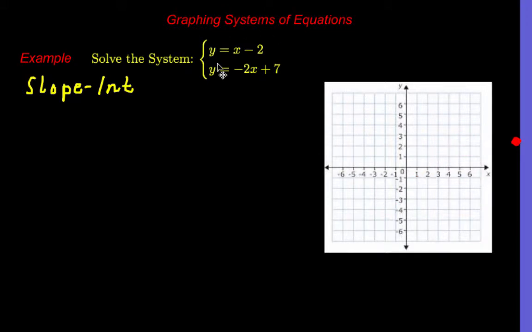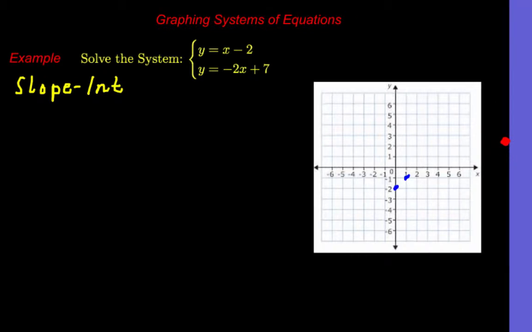Now let's plot y equals x minus 2. My y-intercept is negative 2, so I'm going to plot that in blue. My slope is 1, so I'm going to go up 1 over 1. Now I'm going to connect that, and that's what you saw earlier. We're going to start here and go here. There we go, so there's our first line.